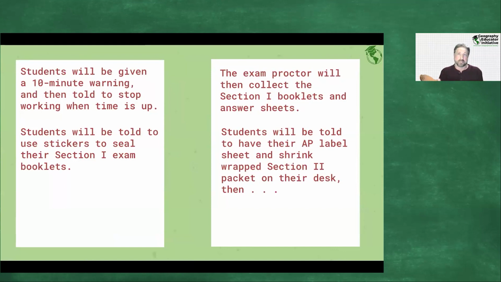The exam proctor will then go and collect all the section 1 booklets. They'll collect the answer sheets, and they will then be told to take out the AP label sheet and the next shrink-wrapped section 2, put it on their desk, and then next slide.